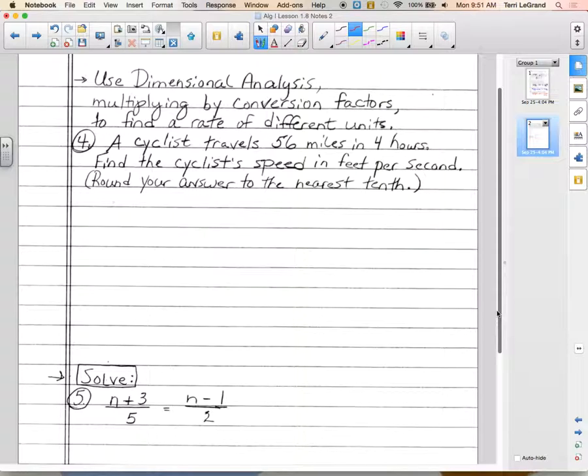So we have a cyclist that's traveling 56 miles in 4 hours. Find the cyclist's speed in feet per second. So if we just divided it out right now, if we set it up right now and put 56 miles over 4 hours, what would we be getting?